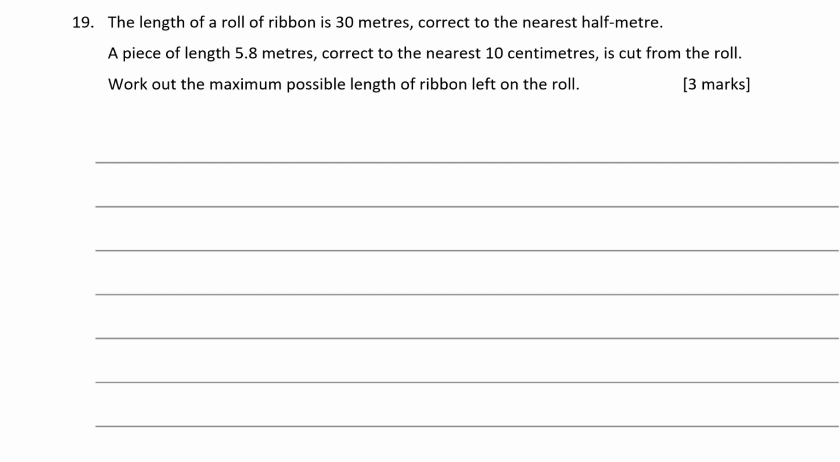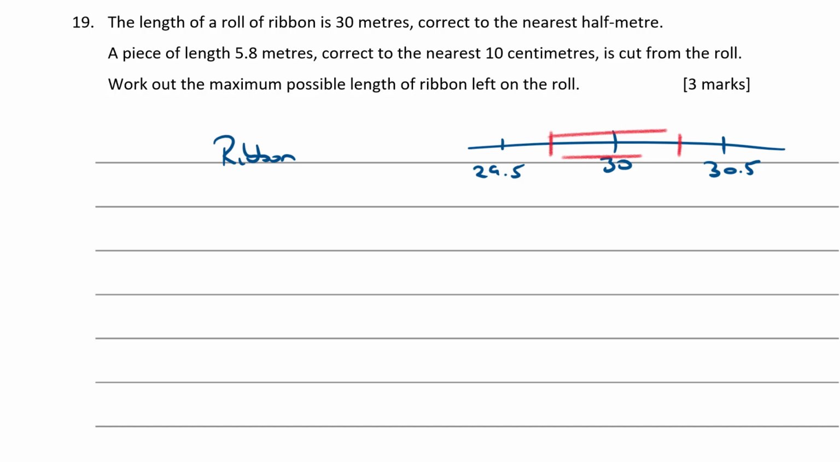Okay, so for the ribbon, first off, I'm going to do the same as what I did earlier. I'm going to draw a number line and mark on what I've been given. Now it's correct to the nearest half meter. So if I go half a meter up from there, it'd be 30.5 is the next number on my scale, and half a meter down from there is 29.5. So the numbers that round to 30 are the ones that are halfway between those or nearer. So all these numbers in here round to 30.